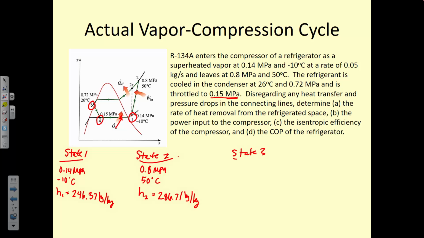Okay, now state 3, what do we do? Is it on the line? It's not on the line. It's compressed. It's a compressed liquid, so it's 0.72 megapascals and 26 degrees Celsius. How do we find the enthalpy of a compressed liquid when we don't even have a compressed liquid table for R134A?